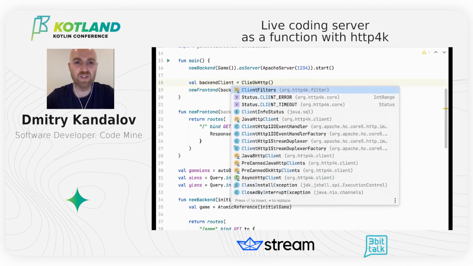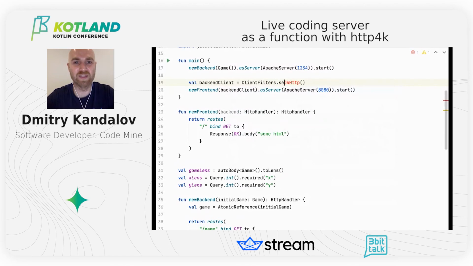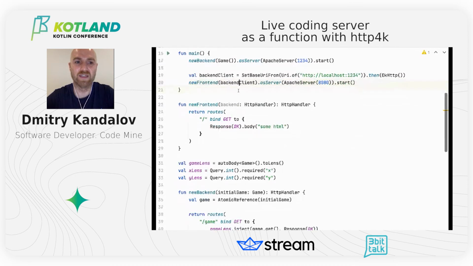So to do that, we can use a filter which will always set our URL to a certain URI. So it will look something like that. Yes. There will be URI of HTTP localhost 1234. So that's the address of our backend. So every time we use this backend client, it will use this base URI, basically. So that's it for the front end. So let's write a quick test for it.